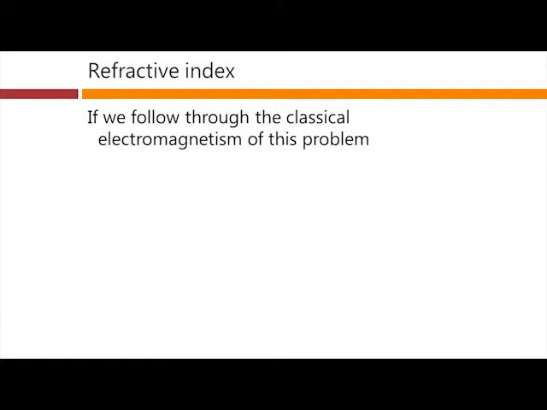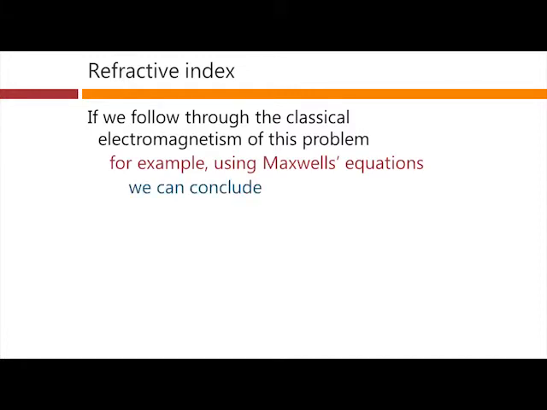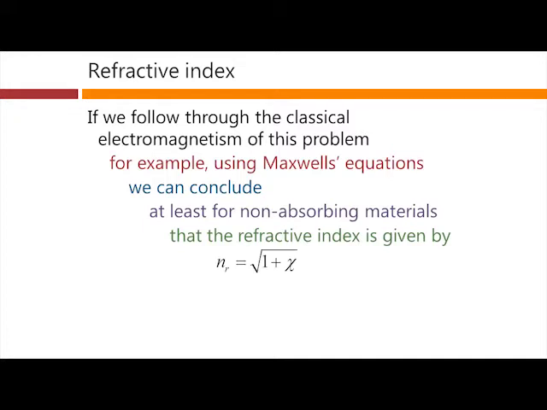Now, if we follow through the classical electromagnetism of this problem, which, for example, we would use Maxwell's equations to derive, we can conclude that, at least for non-absorbing materials, or to be more precise, materials in spectral regions where they are not absorbing, then that refractive index would be given by this formula. So if we know the susceptibility, we could calculate the refractive index, and it happens to be the square root of 1 plus the susceptibility. As I say, to prove that, we'd need to look at some classical wave theory for electromagnetism, but it's very standard.